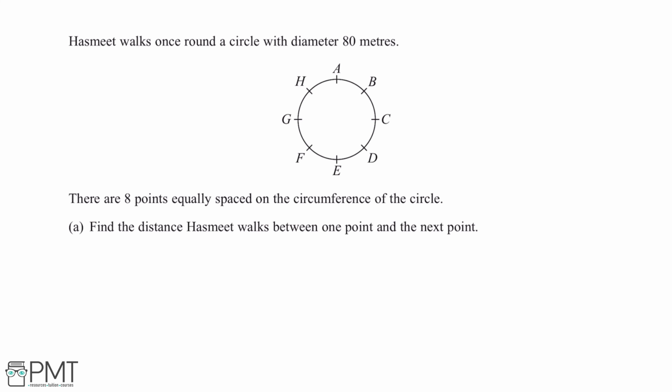So Hasmeet will be walking around the circumference of the circle. So what we're going to want to work out is what the circumference of the circle is. So the circumference of a circle is equal to pi multiplied by the diameter.